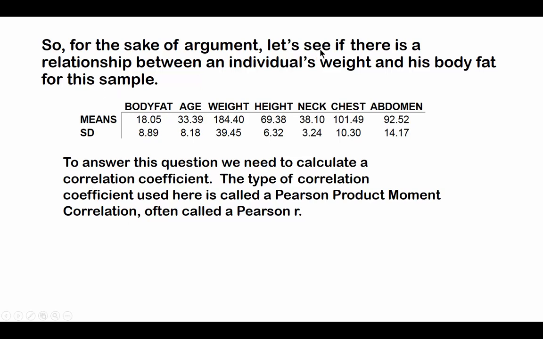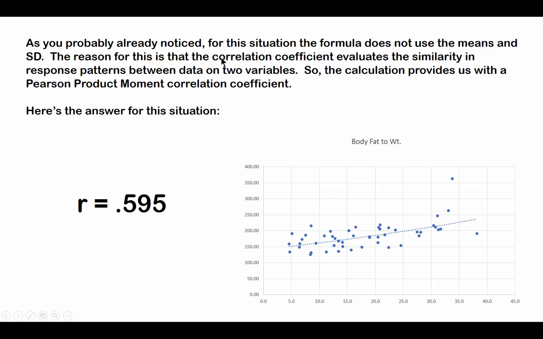So for the sake of argument, we want to do a Pearson, so we want to see if there's some kind of relationship between somebody's body weight and their body fat. So we want to see if this variable is related to this variable. So we calculate the Pearson product moment correlation, or a Pearson R, for that purpose. And we run it in a computer and we say, okay, here's what we get. As I told you before, and I looked at the formula, no place in the formula do you see means or averages or standard deviations. The correlation looks at response patterns of the individual subjects in the data we're looking at.